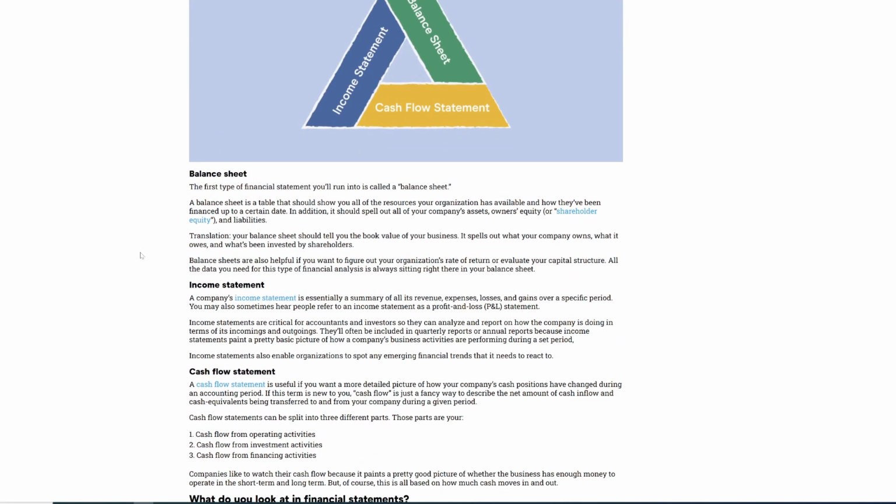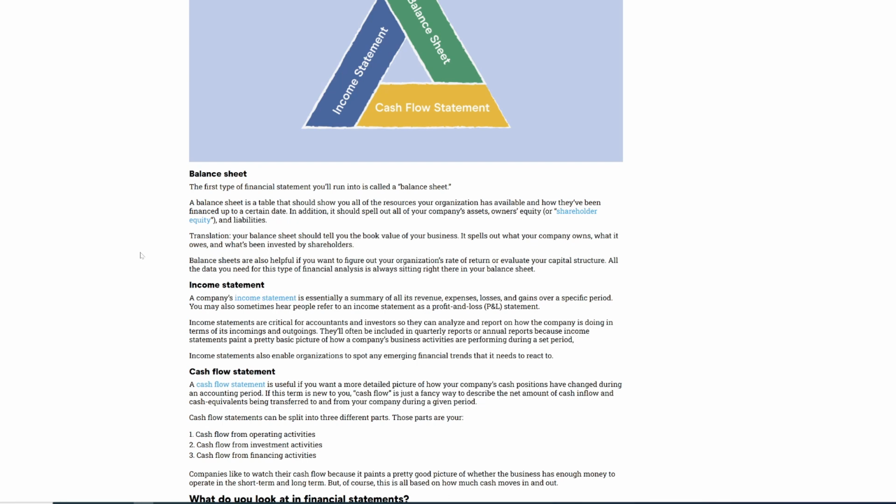Alright? Now this is the balance sheet. The first one you're going to run into. It's your very basic what goes in there. A balance sheet is a table that shows you all of the resources your organization has available, and how they've been financed up to a certain date. In addition, it should spell out your company's assets, owner equity or shareholder equity, and liabilities.